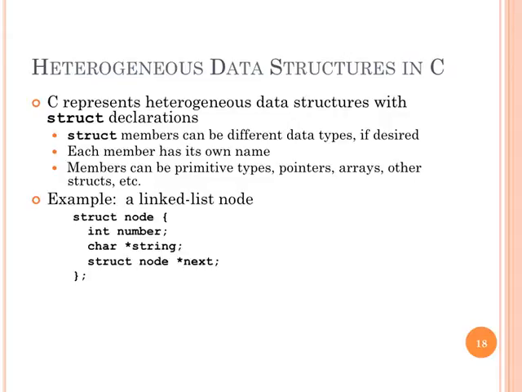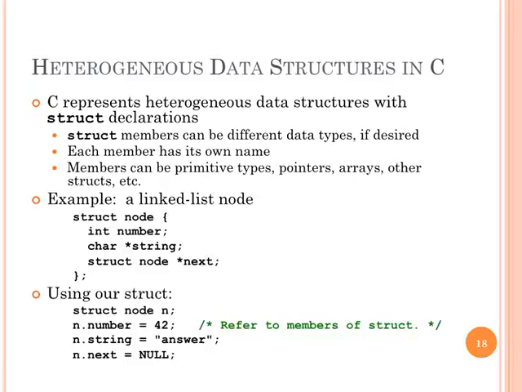So here's a linked list node. What size are all the values here? 4 bytes, right? We have a 4-byte number and 4-byte pointers for these things. We can use it like this, so you can see that we're going to be hard coding some values in here. So struct node n, and number is 42, and string is the answer to the question of life, the universe, and everything, and next is null, because I guess we have no other questions.